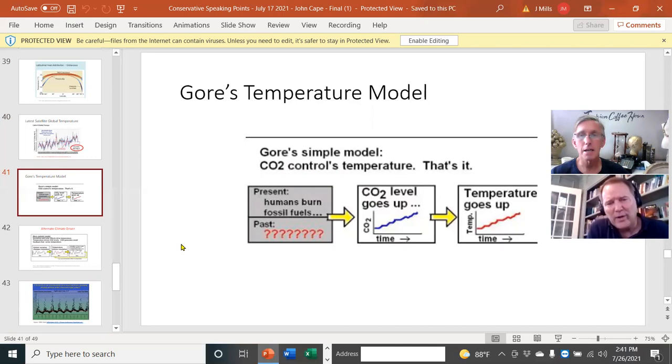What this is showing is this used to be part of my narrative discussion. And it's a clever slide because it's just so simple. This is the entire narrative all in one box here. Humans burn fossil fuels, CO2 levels go up, temperature goes up. And that's the way he laid it out.